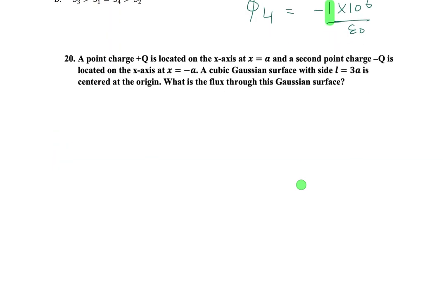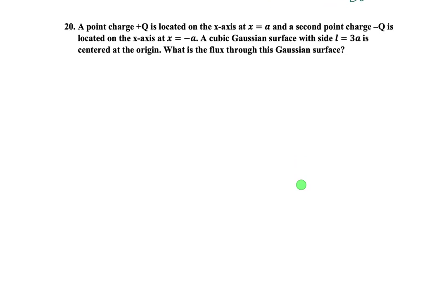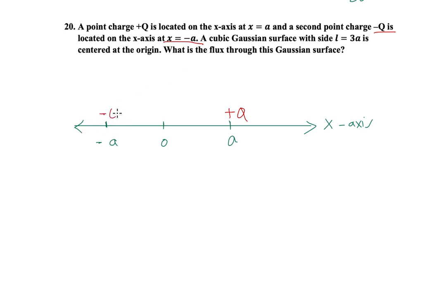Let's look at one more problem. In the figure, a point charge of plus q is located on the x-axis. Let's draw the axis. That's our x-axis, and this is our origin. At x equal to a, we have a charge plus q, and a second point charge minus q is located at x equal to minus a. Somewhere here you have minus a, and there is another charge located which is negative q.